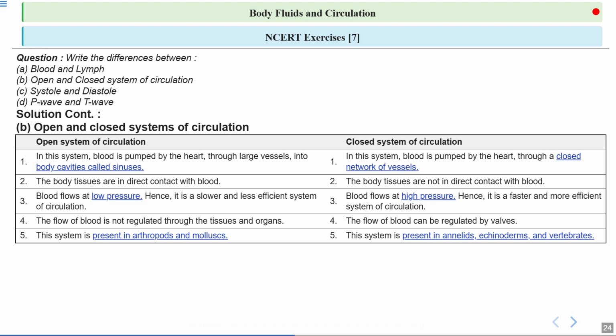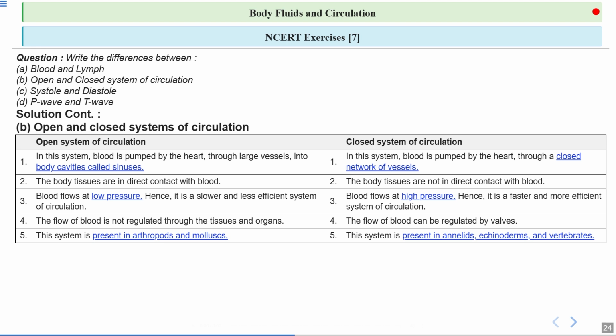Clear? So you can see in open system of circulation, blood is pumped by the heart through large vessels into body cavities called sinuses. In closed system circulation, blood is pumped by the heart through a closed network of vessels. Now, the body tissues are in direct contact with the blood in case of open system circulation. In closed system circulation, the body tissues are not in direct contact with the blood. In open circulatory system, the blood flows at low pressure, hence it is slower and less efficient system of circulation. And in closed system of circulation, blood flows at high pressure. Hence it is faster and more efficient system of circulation.